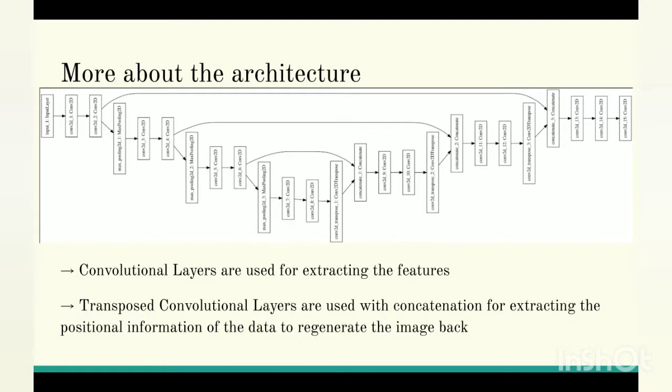So this is our initial architecture that we use. It's pretty much the same as the UNet model, but we added batch normalization in the end and tuned the hyperparameters. In this model, the convolution layers are used for extracting the features, and transposed convolution layers are used with concatenation with the skip connection with the down blocks to be able to retrieve the localization position information of the images.